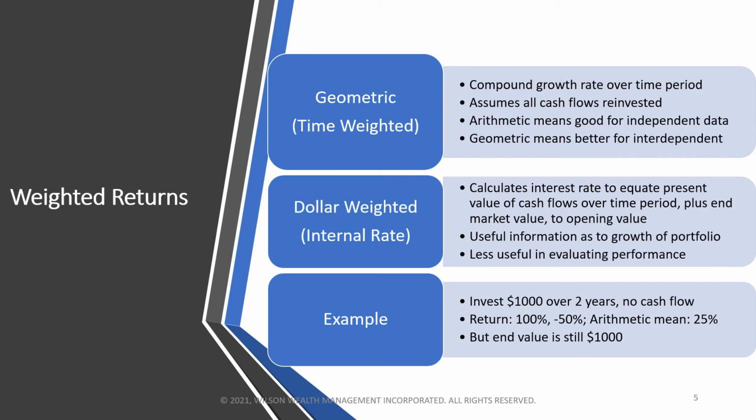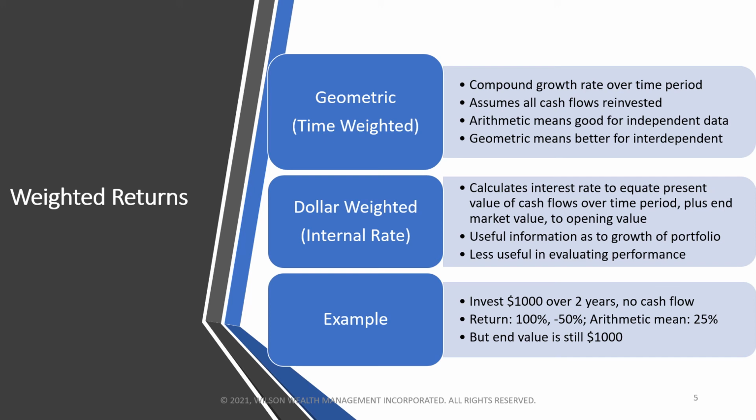To try and counter the negatives involved with arithmetic mean return calculations, we tend to see 2 weighted returns, the geometric, also called time weighted. And that just calculates the compound growth rate over the time period being evaluated. It also assumes that all cash flows are reinvested.